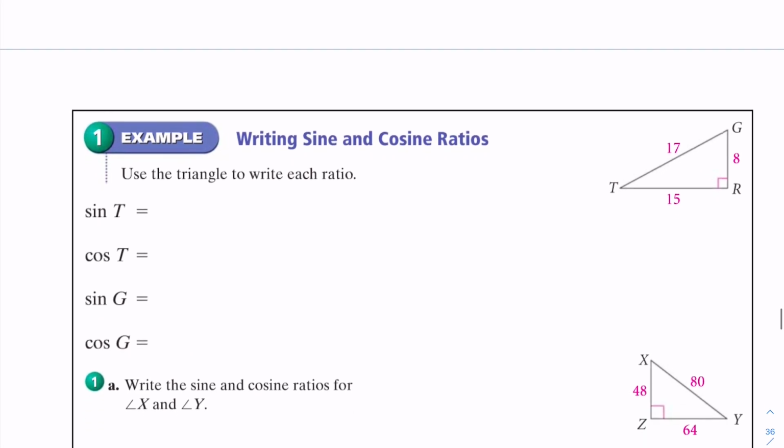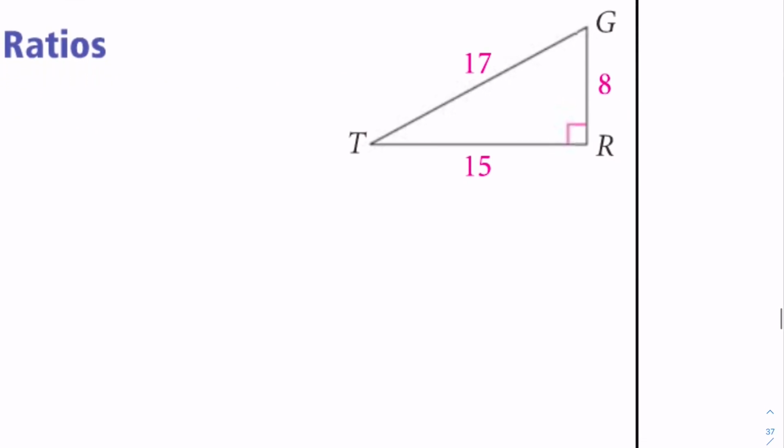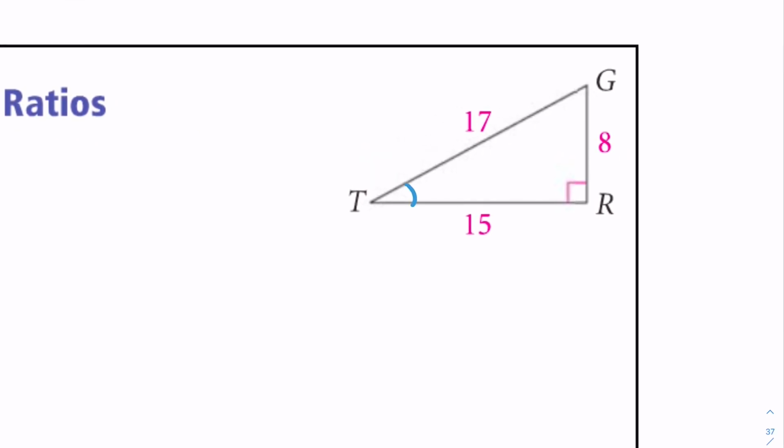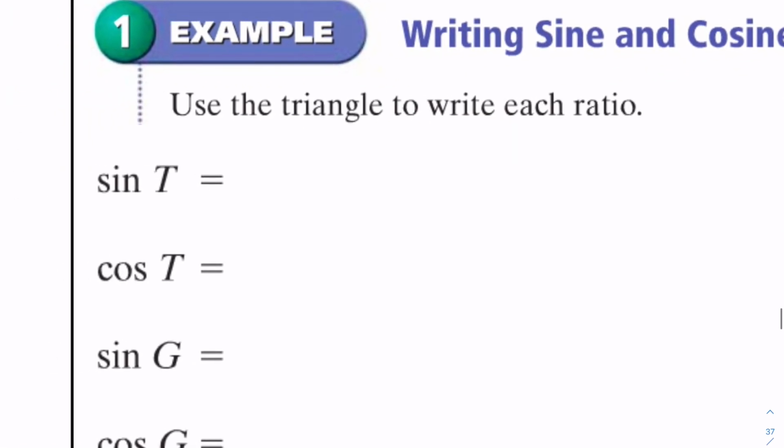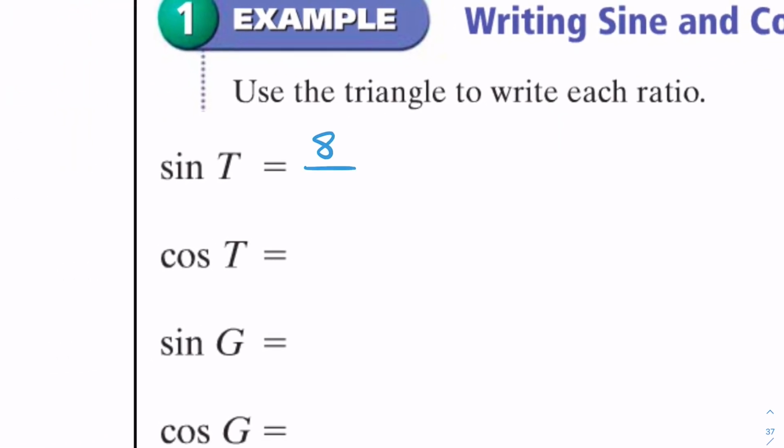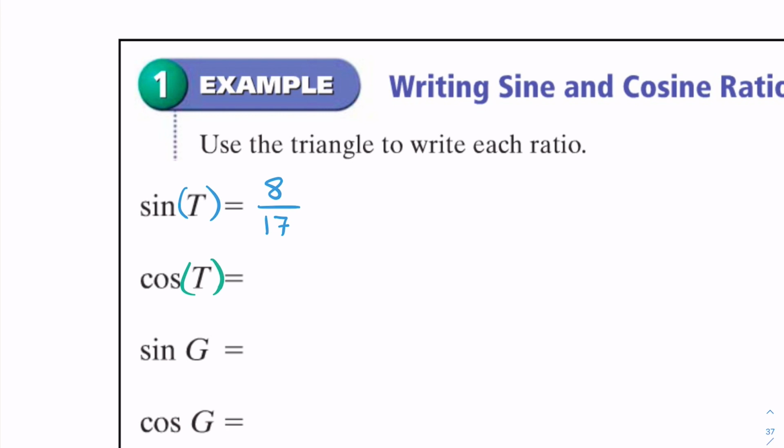So let's do a couple problems. Let's first start by writing the sine and cosine ratios. So use the triangle to write each ratio. Let's write the sine of t. Here we're going to have the opposite over the hypotenuse, which is always the hypotenuse. And so we're going to have 8 over 17. So sine of t is equal to 8 over 17. Let's just put this in parentheses. These are angle measures, so I like to put them in parentheses.